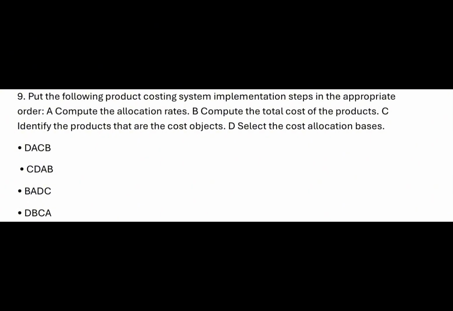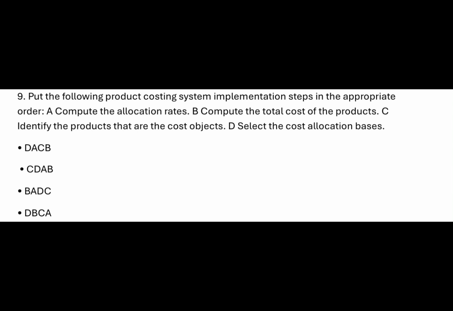So the first one is C. This you use in any costing system, and you define what you're costing. Identify the products or services that are your cost objects. Second one is D. Select the cost allocation basis. So these are the factors that drive costs like labor hours, machine hours, or material costs. This links the overhead costs to cost objects based on relevant activities.